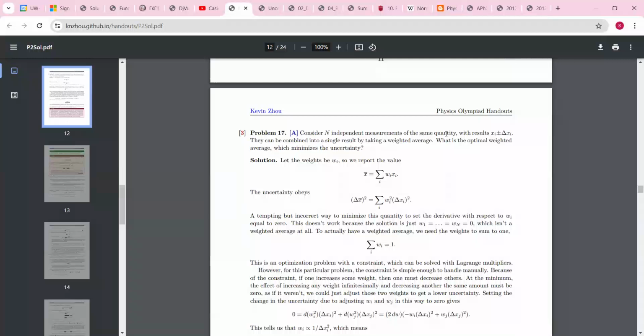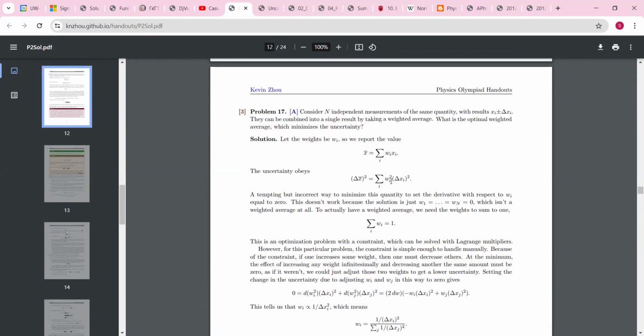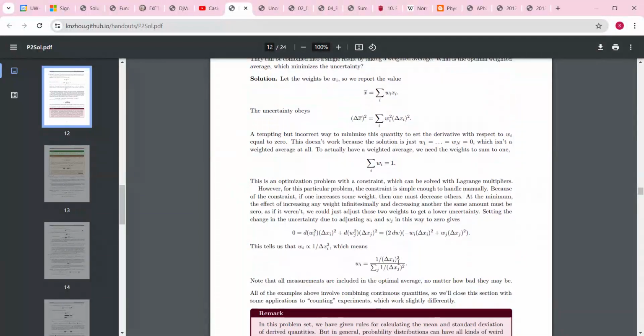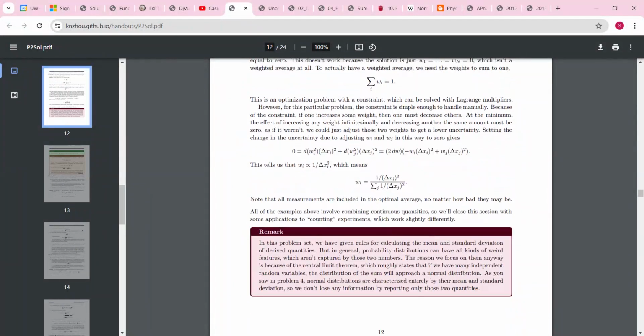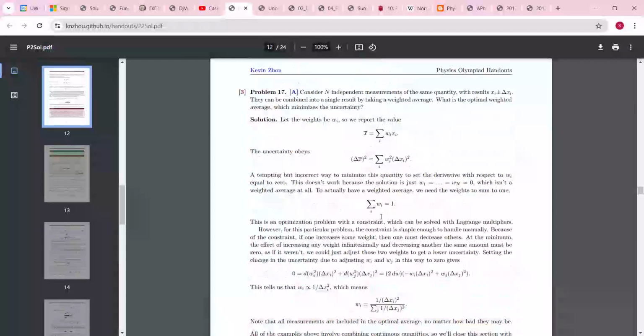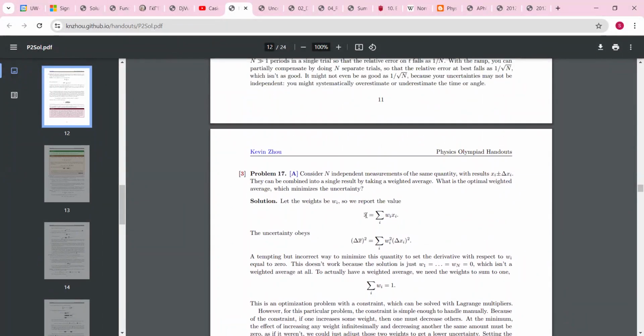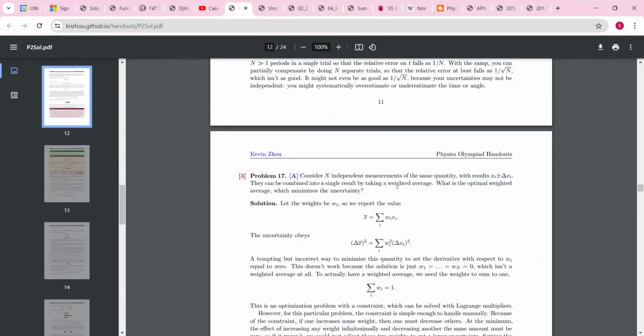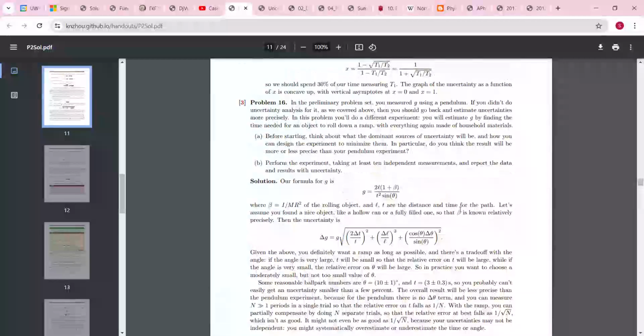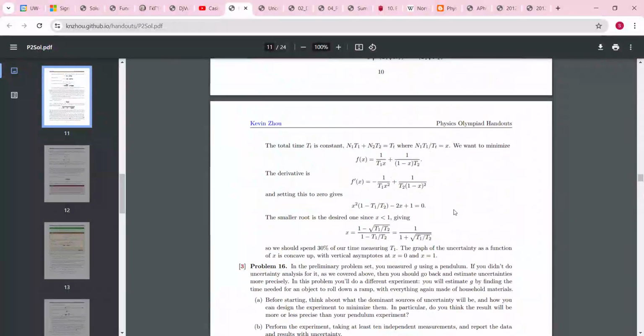Consider n independent measurements of the same quantity with results this. They can be combined by taking a weighted average. What's the optimal weighted average? Yeah, this is a little bit trickier than I thought. Weighted мен точно разбираться этпептирмин. No, I recommend, but know that there is a weighted stuff as well. I've never seen this weighted stuff before, but it may come out.